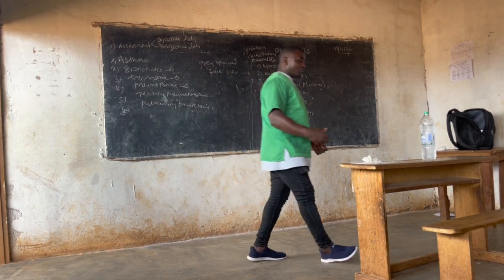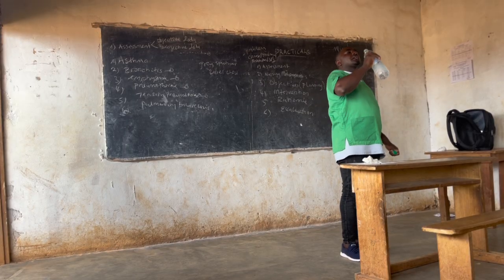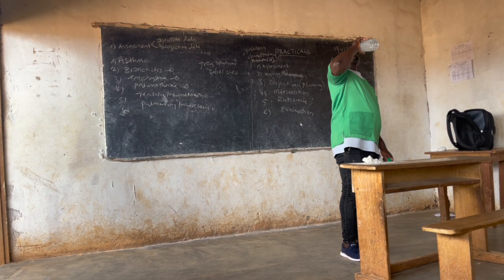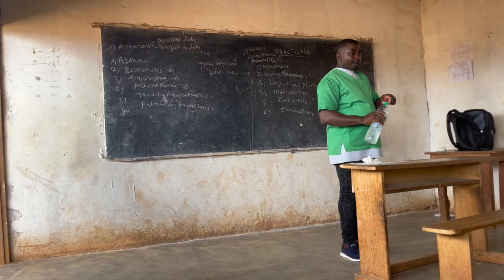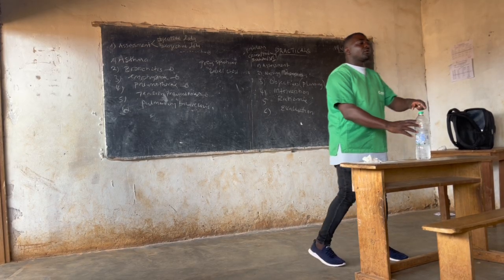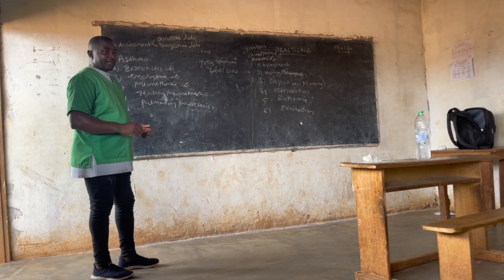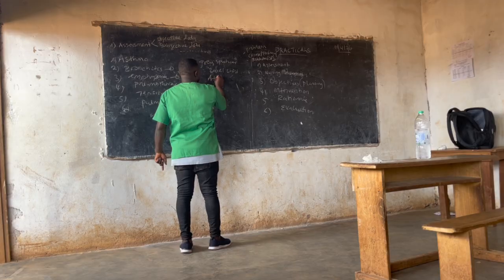In medical terms, what is collapse of the lungs? When they say the lungs have collapsed, we call it what? Atelectasis. Atelectasis means collapse of the lungs.